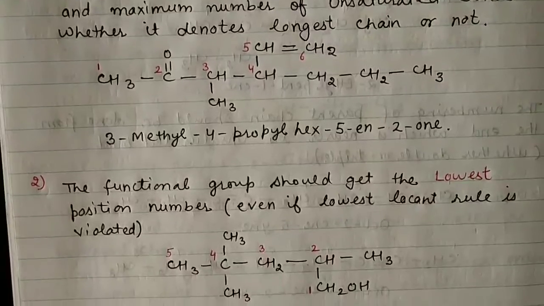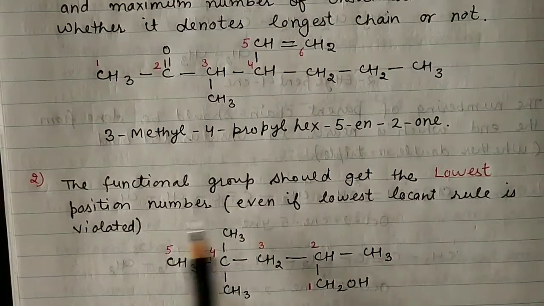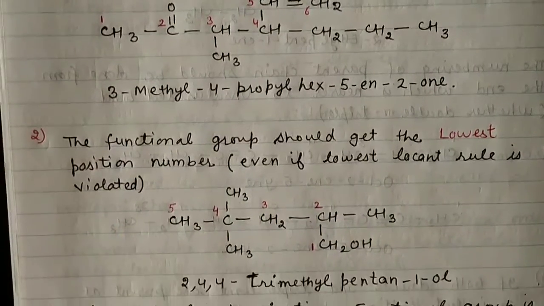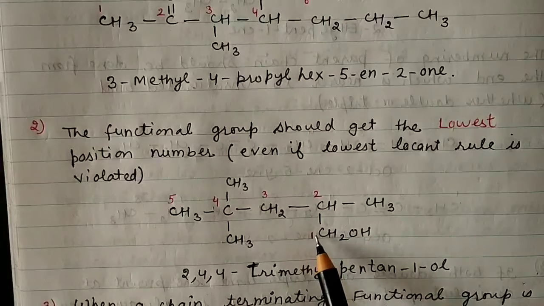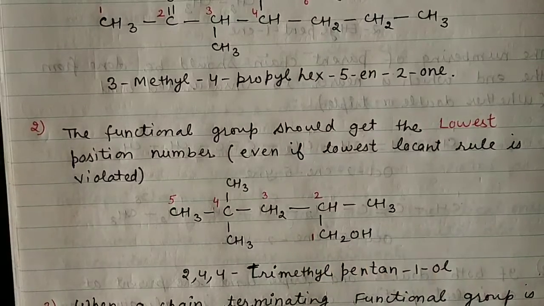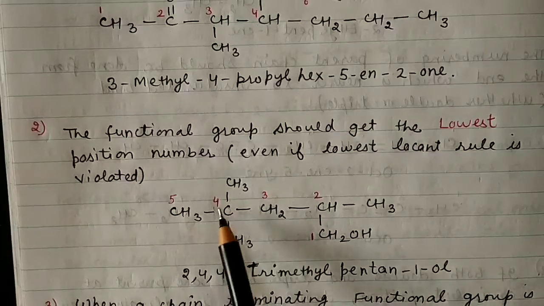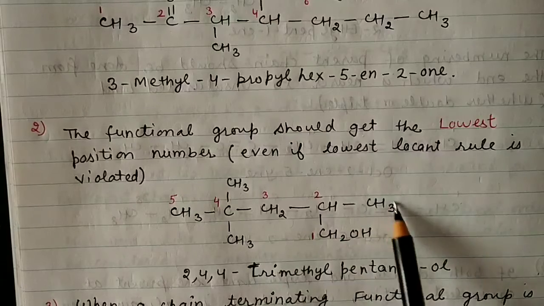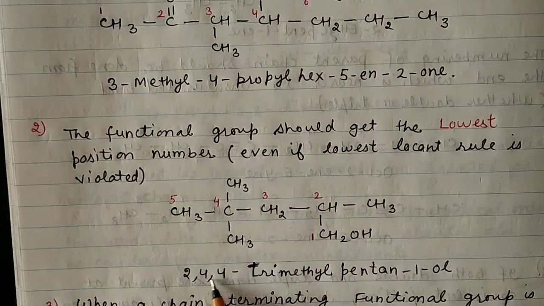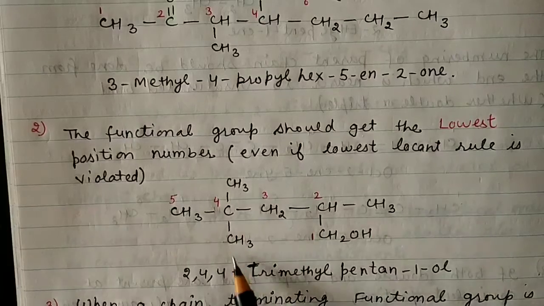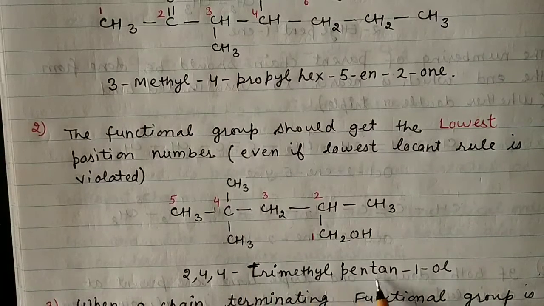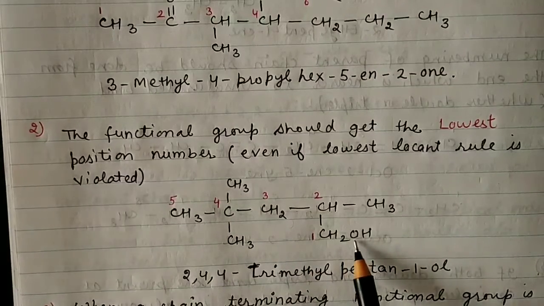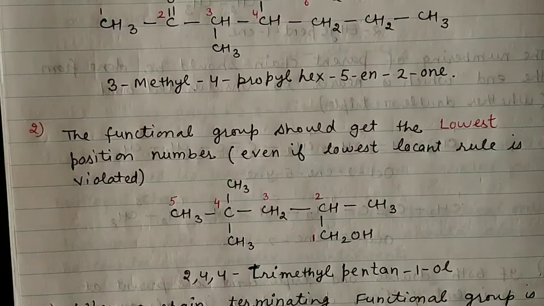The second rule is that the functional group should get the lowest position number, even if the lowest locant rule is violated. So we have to start numbering from here because this includes the functional group. So here 1, 2, 3 and 4. At 4 we have the two methyl groups, and at the second position we have a methyl group. So one can write 2,4,4-trimethylpentan-1-ol, because we have three methyl groups, and at 1 position we have the functional group, that is alcohol. For alcohol the suffix is -ol.